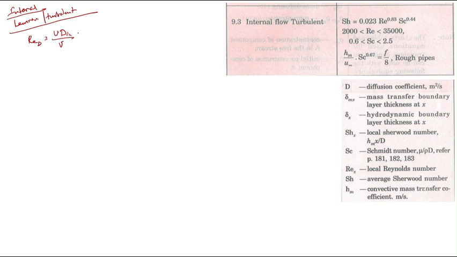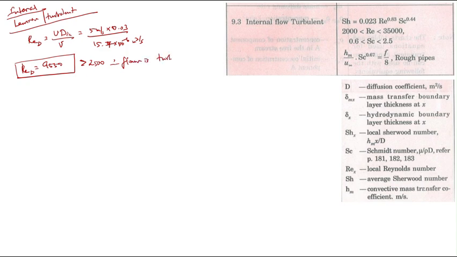So d is nothing but diameter. So u, then, as given in the problem, is 5 meter per second, diameter is 0.03 meter, divided by kinematic viscosity, which is 15.7 into 10 to the power of minus 6 meter square per second. So after substituting the values, the Reynolds number is approximately 9550, which is greater than 2500. Therefore the flow is turbulent. So this is similar to the problem we solved in convective heat transfer.